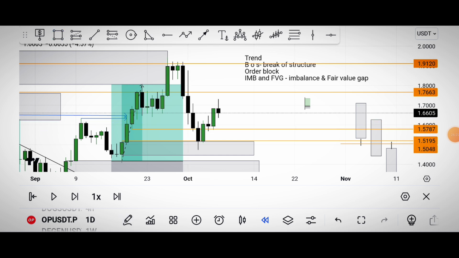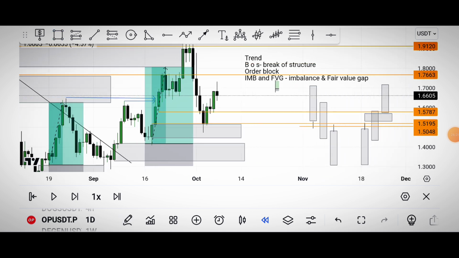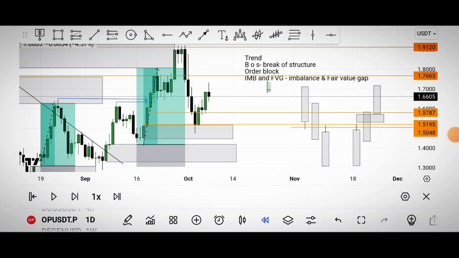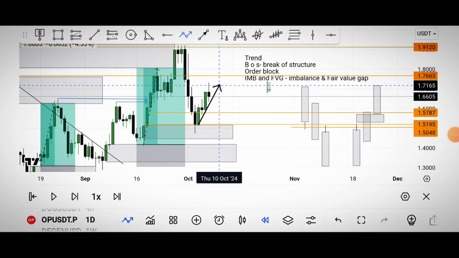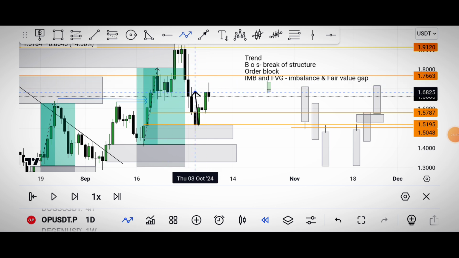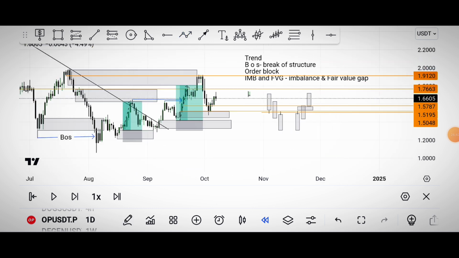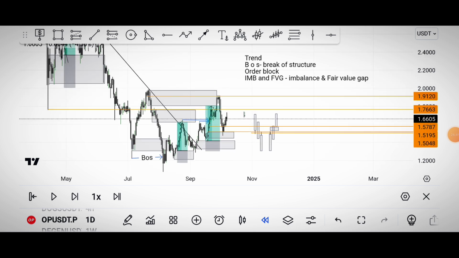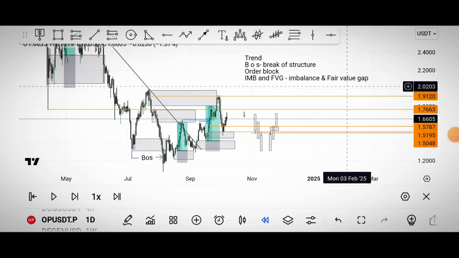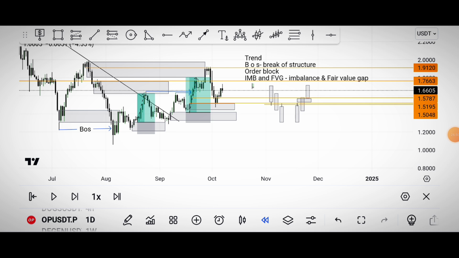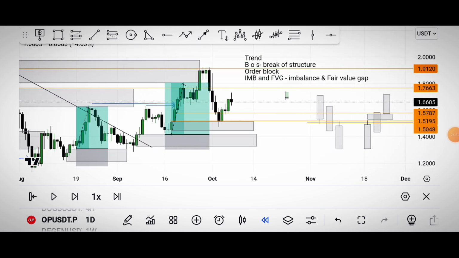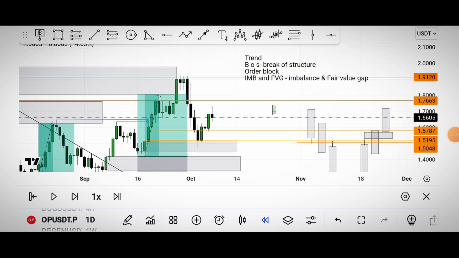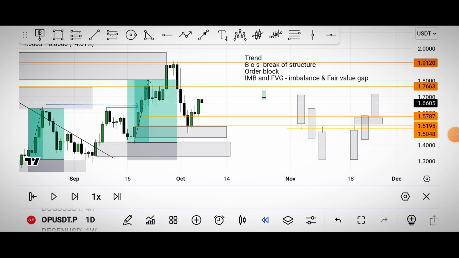So since this break of structure happened, you are likely going to see a break to the upside, something like this, to create an upside. That is what we should see if the market is on an uptrend. But if you look very well, you will see that the market hasn't yet broken this main high. So we are likely still on a downtrend. In as much as the present condition of the market might be looking bullish, we are still on a bearish market.